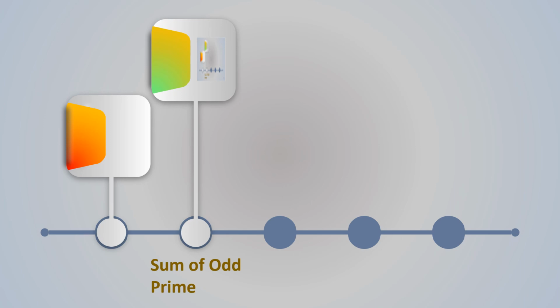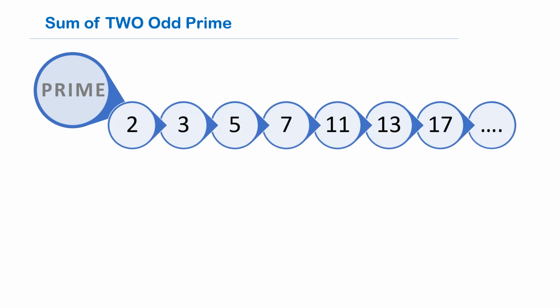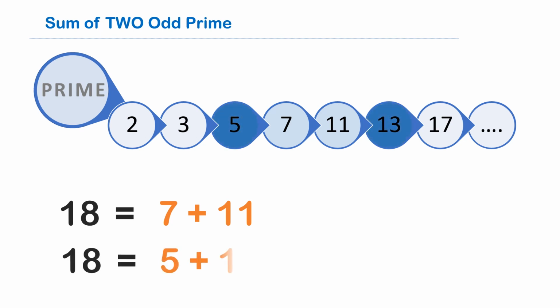Our second topic is sum of odd primes. Our topic is to express a number as a sum of two odd primes. So, students, let us memorize the prime numbers 2, 3, 5, 7, 11, 13, 17, and so on. So, if we want to express 18 as a sum of two odd prime numbers, we can write it as 7 plus 11, as both 7 and 11 are odd prime numbers. But if you write 18 as 5 plus 13, it is also right.